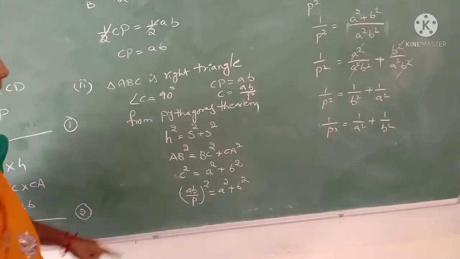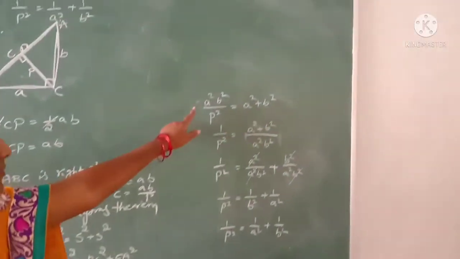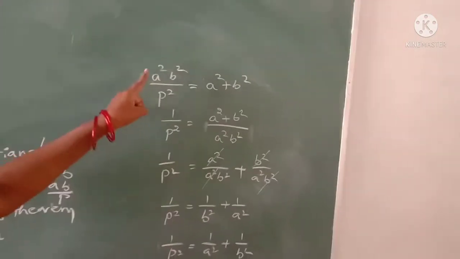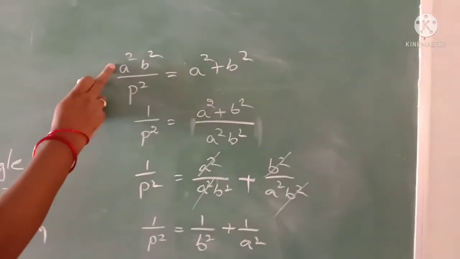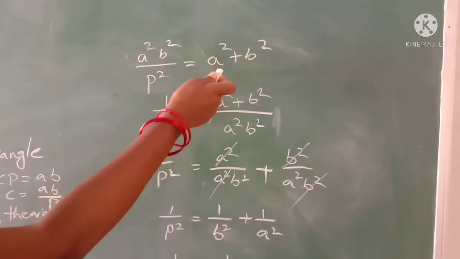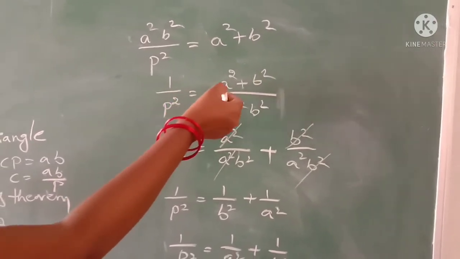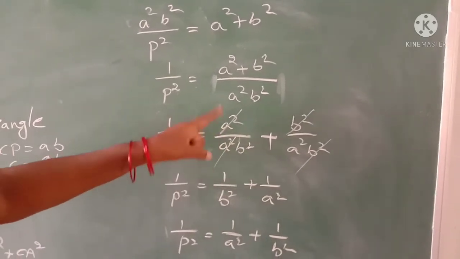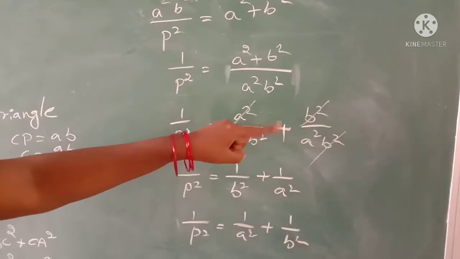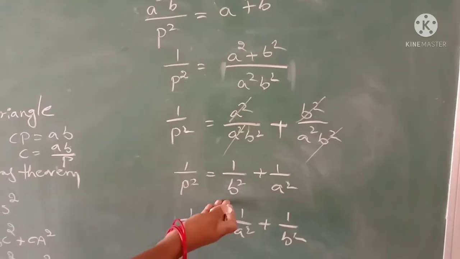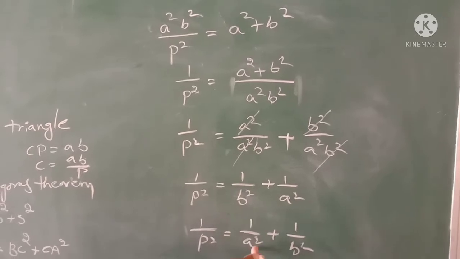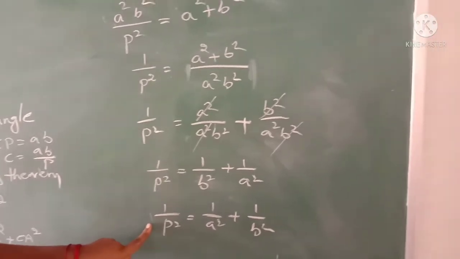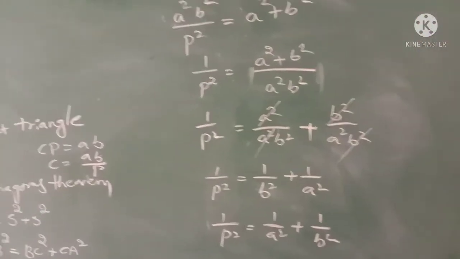So we write the equation equal to a square plus b square. Next, a square b square is a numerator. It moves to the right side as a denominator. So 1 by p square equals a square plus b square by a square b square. Next, write the separate form. So a square, b square cancel. Write the remaining values: 1 by p square equals 1 by a square plus 1 by b square. This is the second condition. So we proved the first condition and second condition.